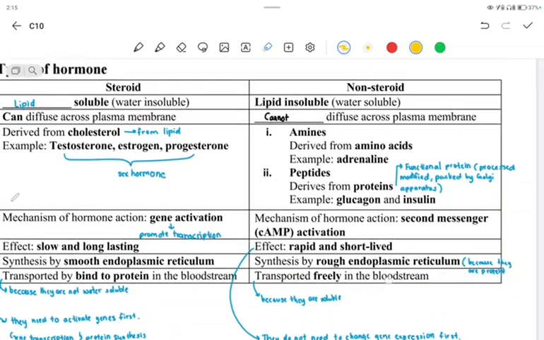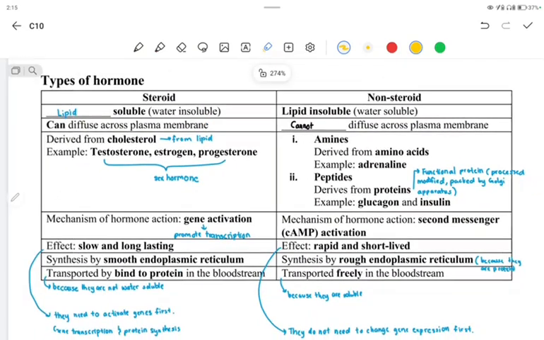Next is non-steroid hormone, which is basically hormones that are water soluble, meaning that they cannot pass through the plasma membrane due to the different properties with the hydrophobic tail. So there are two types of non-steroid hormone, which are amines and peptides. Amines, we derive from amino acids, for example adrenaline. Peptides, we derive from protein. Examples include glucagon and insulin.